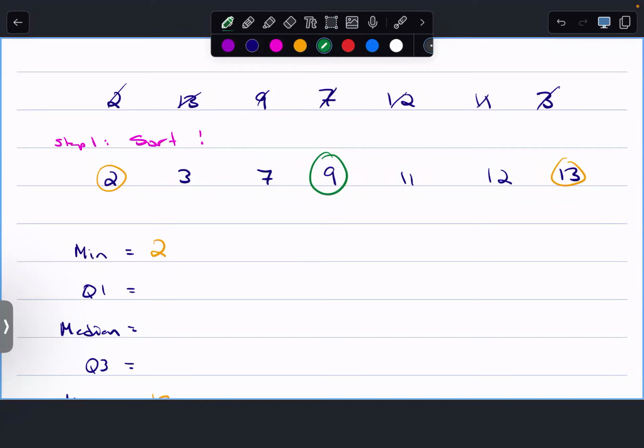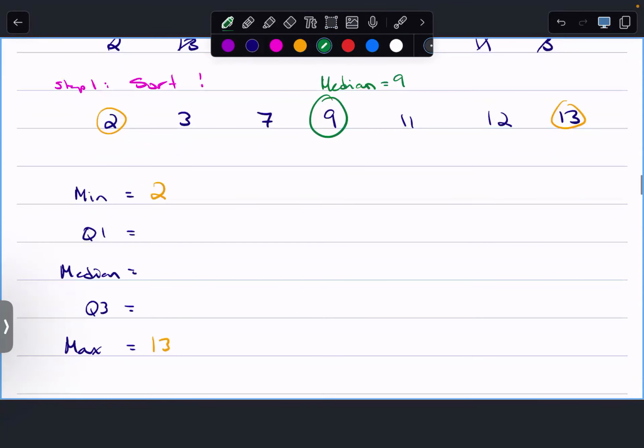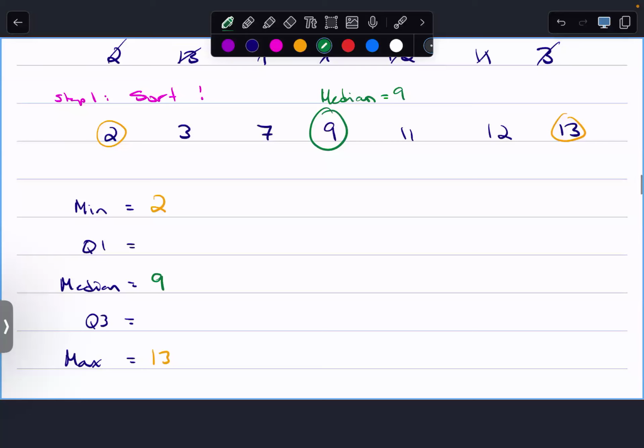I land on 9, which means that 9 is my median. I'm not gonna take the average unless I land on 2 simultaneously. So then here, the median is 9. So I can jot that down. That's a pretty easy question for 3 out of the 5 things. Here's where it gets a little bit harder.